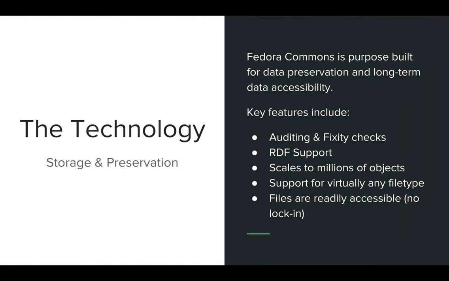The final core component is Fedora Commons. This is the layer that stores and preserves all of our digital content. Fedora Commons is purpose-built for data preservation and long-term data accessibility. Some key features of Fedora Commons include auditing and fixity checks, and RDF/XML support. We're able to scale Fedora Commons to millions of objects. It has support for virtually any file type, and it's built for interoperability. That means you can export or migrate your data in a format so that it can be used or stored elsewhere should you choose.